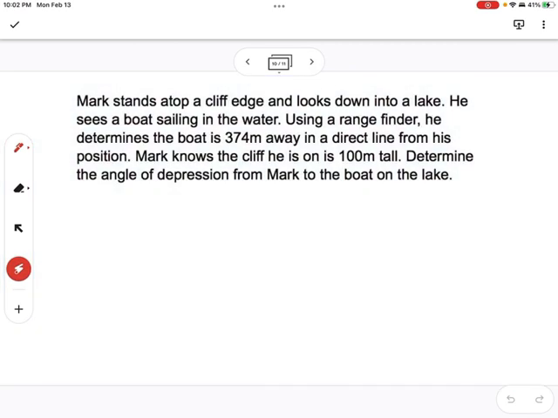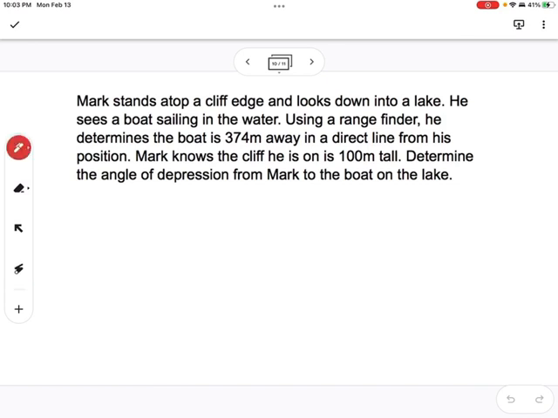So Mark stands atop a cliff edge and looks down into a lake. He sees a boat sailing in the water. Using a rangefinder, he determines the boat is 374 meters away in a direct line from his position. Mark knows the cliff he is on is 100 meters tall. Determine the angle of depression from Mark to the boat on the lake.